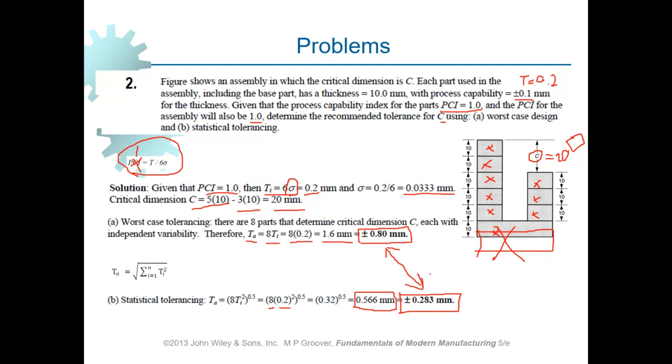So if we take into consideration the statistical approach, the tolerance of the critical dimension C will be tighter. So it is practically giving us this tolerance range instead of the one that was wider. So it is helping us. The statistical approach is always helping us in assignment of the tolerances to different parts. So we end up with a more accurate assembly if we make use of this approach.